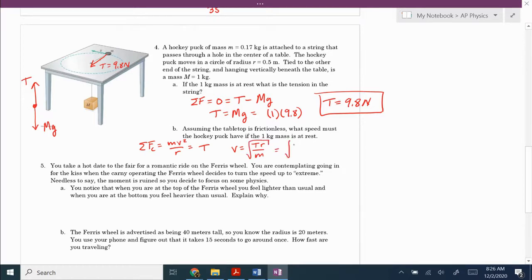So that's just going to give you 9.8 times r, 0.5, over m. But you want to use the mass of the thing that's going in a circle, so you're going to use the 0.17, not the 1 kilogram. And you are going to get 5.4 meters per second.